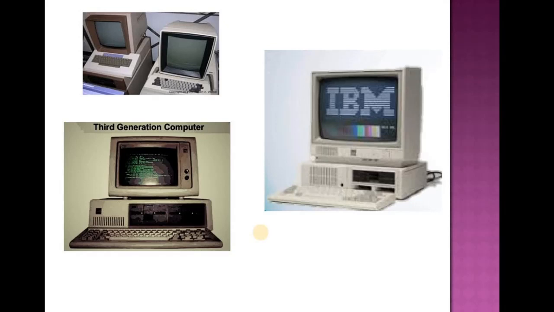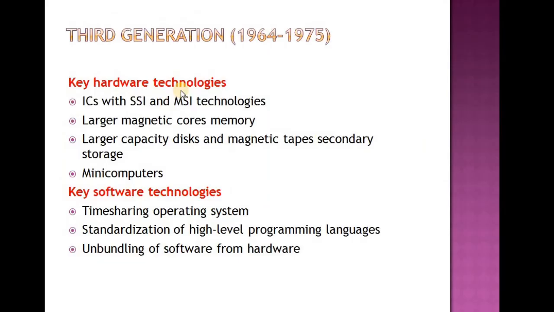Earlier, computers were used for specific purposes, like defense organizations or scientific calculations, but these computers were used for multitasking and also for commercial purposes. Small scale organizations could easily purchase these computers because they were less expensive. So this is all about the key hardware technologies used in the third generation.